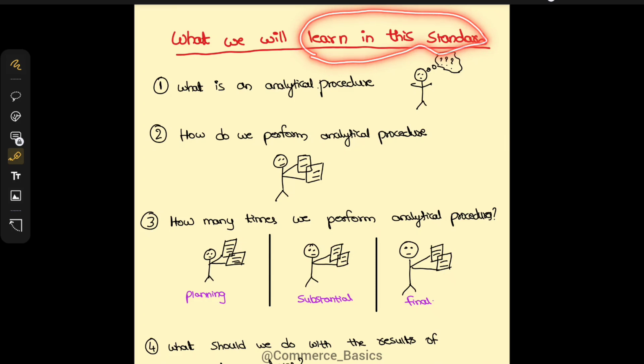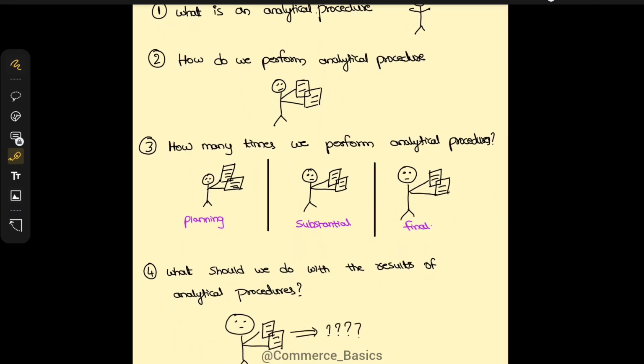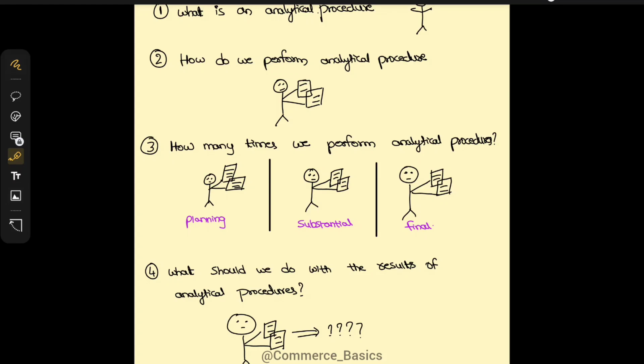Basically, what we're going to learn is what an analytical procedure is. The second thing we're going to learn is how we actually perform an analytical procedure. There are two methods: the comparative method or getting a relationship method. The third thing is how many times we perform analytical procedures. Actually, we perform three times: in the planning phase we do one thing, in the substantive phase we do one thing, and in the final phase we do one thing.